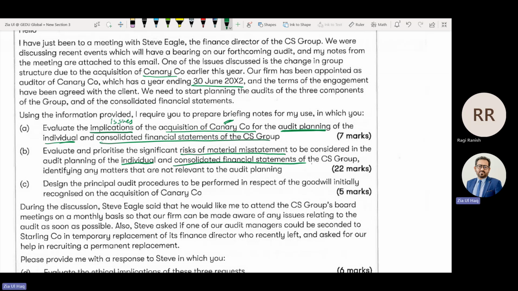But the requirement is not finished yet. We need to discuss the risk of material misstatement, identifying any matters that are not relevant to audit planning. While discussing a risk, you need to identify any matter that is not relevant to audit planning. Is it relevant to the auditor at the stage of audit planning? Material matters.